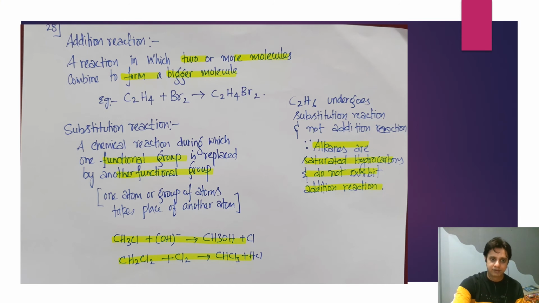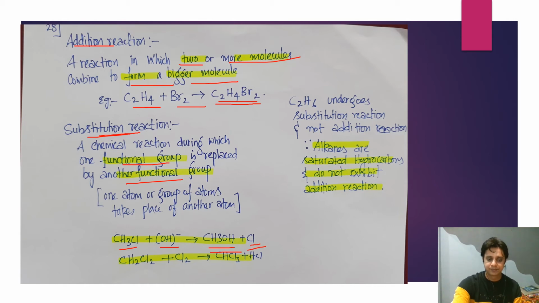Next one, they've asked what is addition reaction. So an addition reaction is one in which two or more molecules combine to form a bigger molecule. Example, C2H4 plus Br2 would give us C2H4Br2. Substitution reaction, it is a chemical reaction in which one functional group is replaced by another functional group. You can add example of CH3Cl with OH minus ions, which gives rise to CH3OH and Cl minus is obtained. And also most of the time chlorine would undergo substitution reaction.